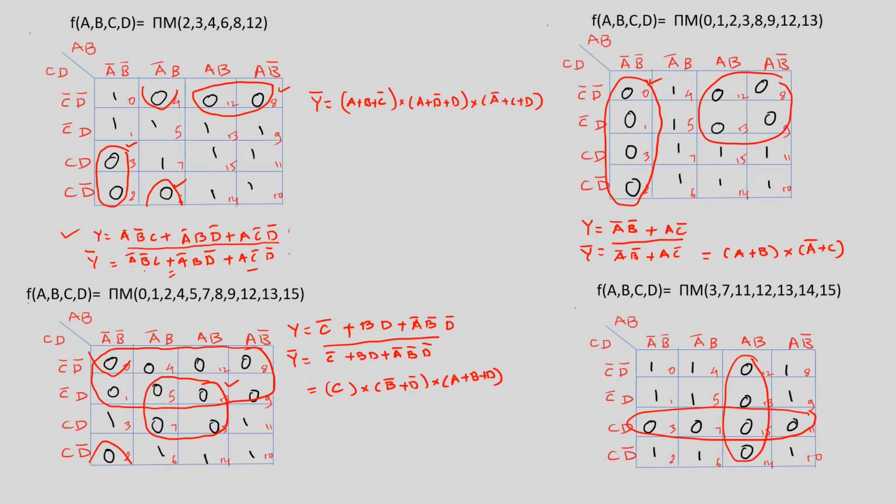So answer for this is y is equal to, answer for this quad is CD, answer for this quad is AB. Then we have to do y bar is equal to CD plus AB whole bar. So I will write that answer here now. So y bar is equal to C bar plus D bar bracket into A bar plus B bar. This is how POS equations are solved with the help of K-map.